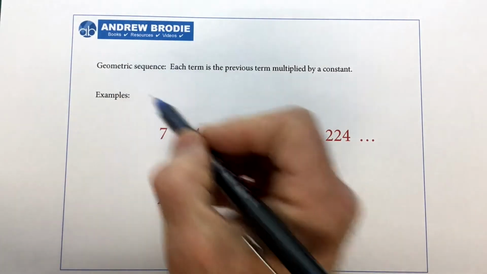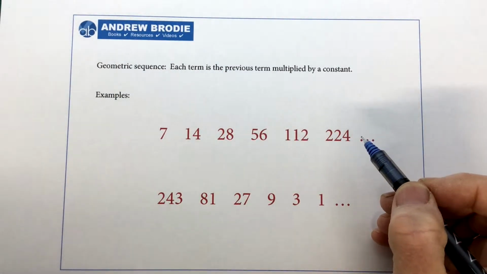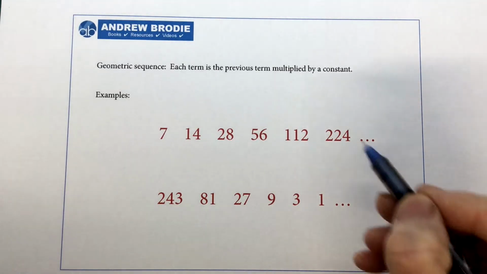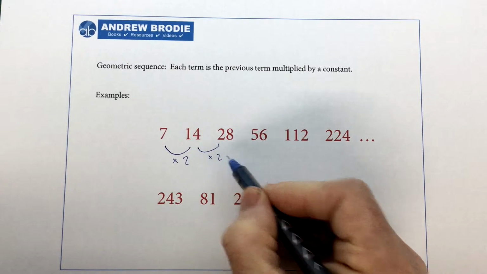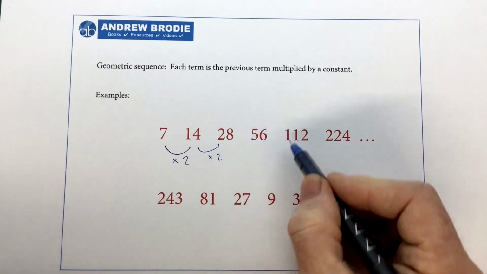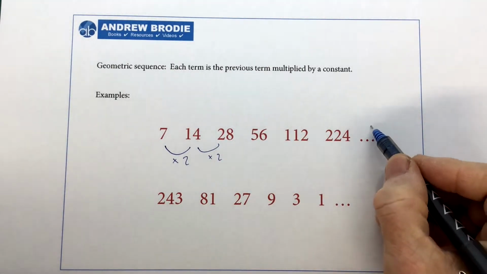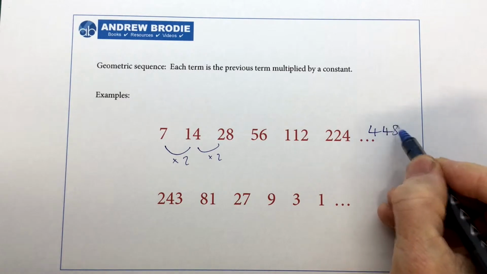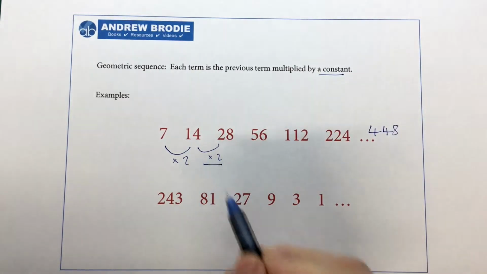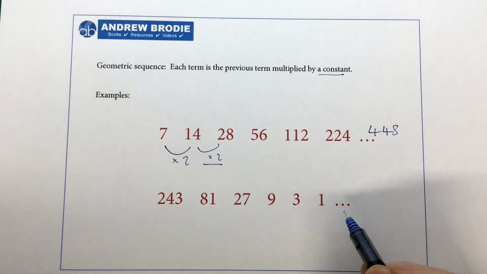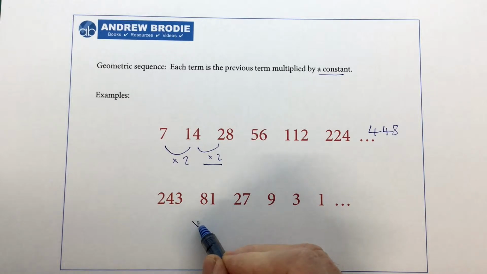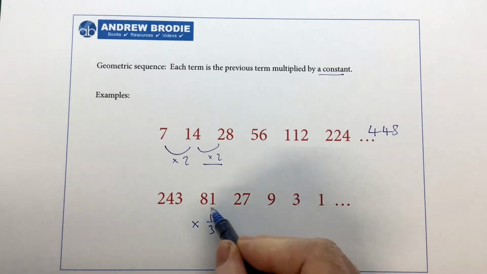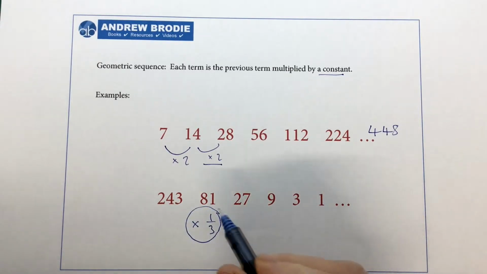A geometric sequence. Each term is the previous term multiplied by a constant. So 7 times 2 makes 14. Times 2 makes 28. Times 2 makes 56, and so on. So the next term would be 448. The constant is times 2. This one is going down. If you look here, to go backwards would be multiplying by 3. So in fact, we're dividing by 3 or multiplying by 1/3. So the constant is multiplied by 1/3.